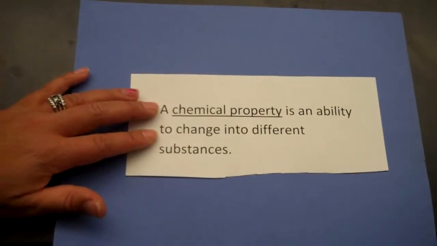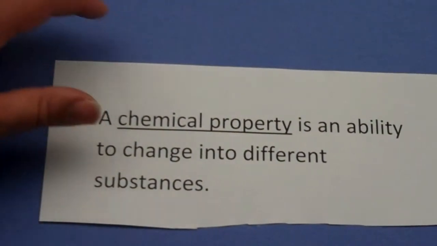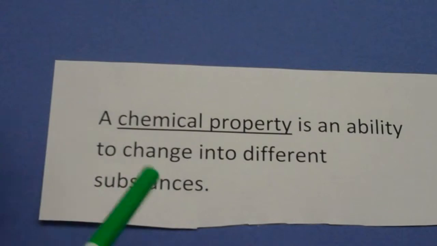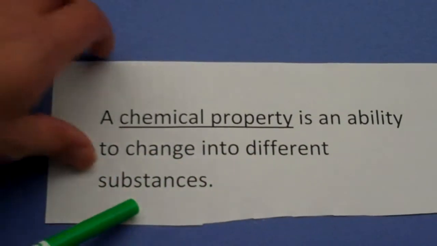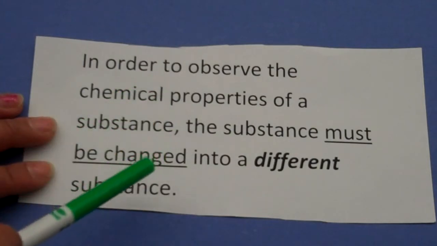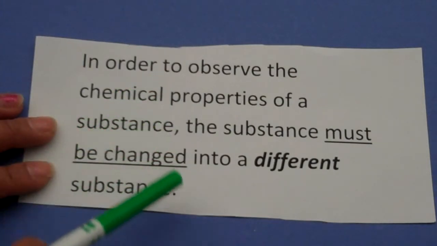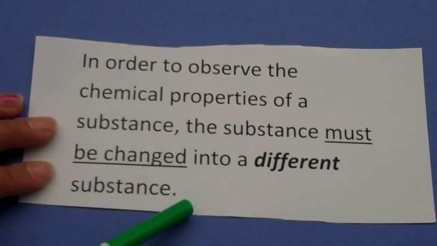A chemical property is an ability to change into different substances. The thing to note here is that it's changing. It's something new, something different. In order to observe the chemical properties of a substance, the substance must be changed into a different substance. That's how you're able to observe its chemical properties. Is it able to change into something new, something different? That's how we're able to test and describe its chemical properties.